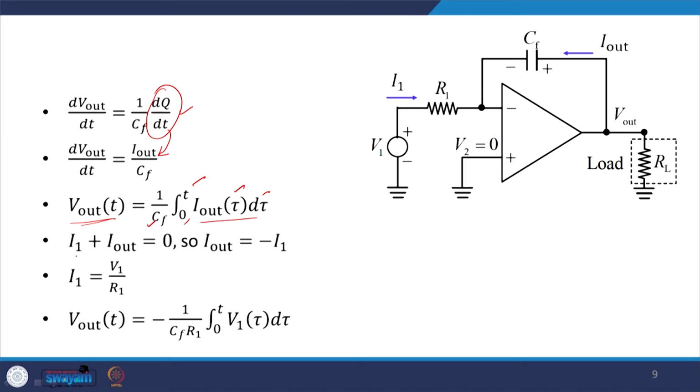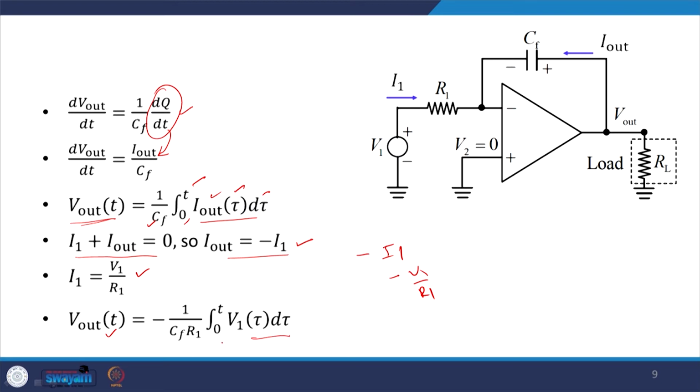And you see I1 plus I out is equal to 0, again from the assumption for the op amp. So, I out is minus of I1, okay, and this I1 is actually from here V1 by R1. So, what I get basically here is V out is equal to minus 1 by Cf R1 integral of V1 dt, because this I out is minus I1, and this minus I1 will be basically minus V1 by R1.